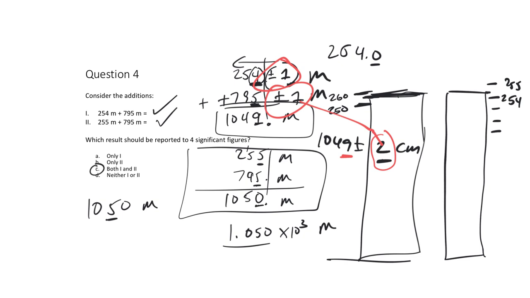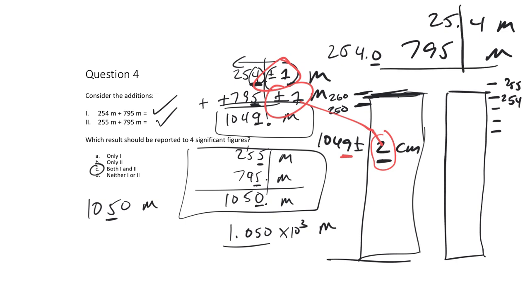Now, if we do another analogy, what if we had 25.4 plus 795 meters? Now, the implication would be that we probably used 2 different types of rulers to make these measurements, but I'm going to round this value here still to the ones placeholder. So I now have tenths placeholder plus ones placeholder. This result here is going to be rounded to the nearest 1 value.